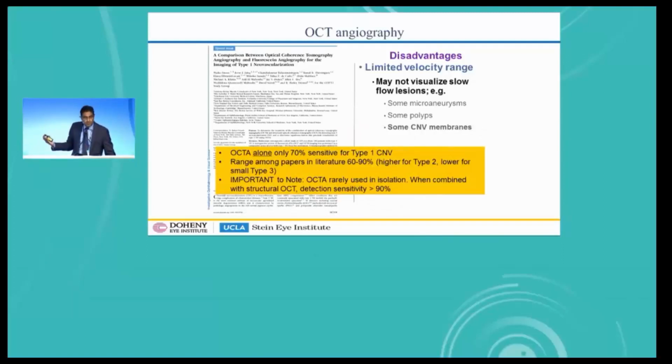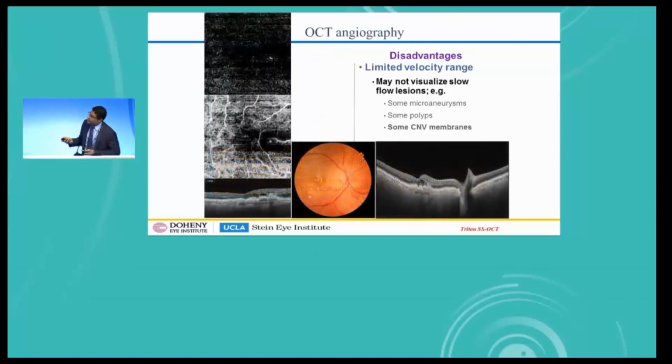There have been many publications now that have looked at the sensitivity of OCT angiography for detecting choroidal neovascularization. Depending on which paper you read, it can go anywhere from 60 to 90%, higher for type 2 lesions. But again, keep in mind, none of us look at OCT A in isolation. We look at it with our structural OCT, and I think when you do that, your detection sensitivity really is quite high. But it can be a challenge sometimes. Here's a patient of mine with a wrap lesion, and yeah, I could find the wrap lesion, but I really had to know that I was looking for it. I suspected it based on the structural OCT, and we could find it. But it's just an illustration of how it's not always easy.